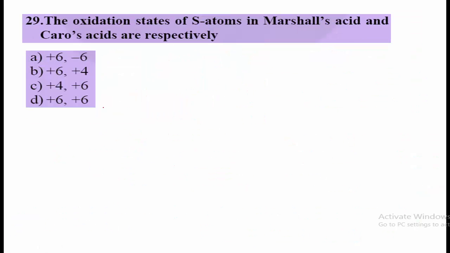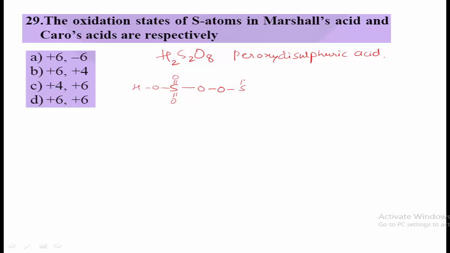Next, 29th question. The oxidation states of S atoms in Marshall's acid and Caro's acids are. Marshall acid, it is having the formula H2S2O8, which is also known as peroxydisulfuric acid. Its structure will be given as S double bond O double bond O OH, and here O S double bond O double bond O OH.